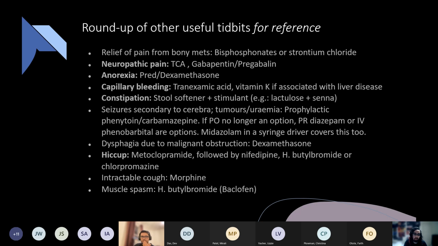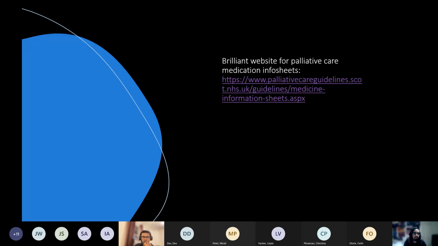And then just a roundup. We won't talk through these, but this is a reference slide. These are less likely to come up, but useful to know once you're on the wards. These are other meds you'll commonly see in palliative care. A lot of them you'll know: bony pain, bisphosphonates; neuropathic pain, TCAs, gabapentin. But things like hiccups and metoclopramide or intractable coughs and morphine might not be as common. This website is my recommendation for palliative care. It has info sheets for basically all of the most common medications used in palliative care: doses, indications, contraindications, how to administer them, etc.